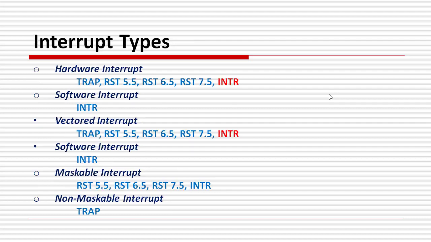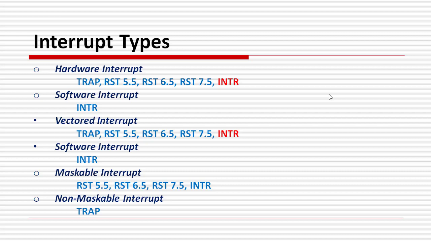The hardware interrupts are TRAP, RST 5.5, 6.5, and 7.5. These have hardware pins. INTR is a hardware interrupt as well as a software interrupt. That means if the INTR interrupt is enabled, additional information has to be given to go to the special program at the special location. So INTR falls under the hardware as well as the software interrupt category.